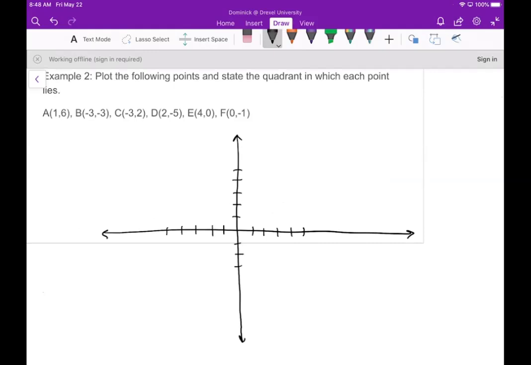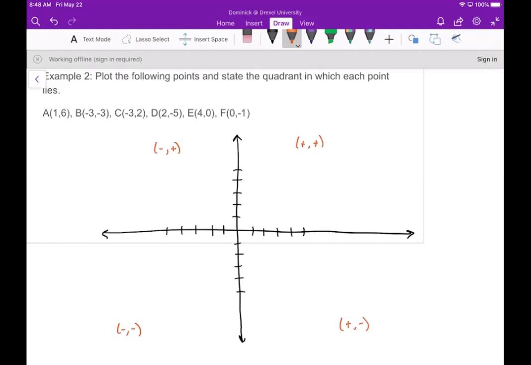Okay. Now, of course, you don't even need to plot them to state what quadrant they're in because you know that in this quadrant, both are positive. In this one, the x coordinate is negative while the y is positive. Here, they're both negative. And here you have a positive x but a negative y. So as soon as you see that in your point, you can automatically say what quadrant they're in.